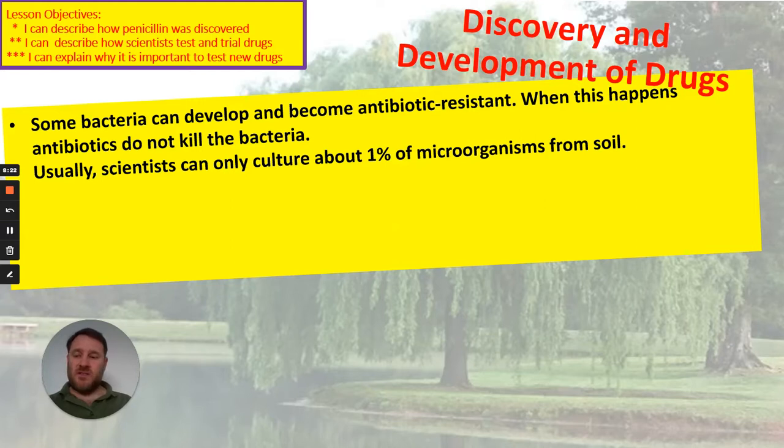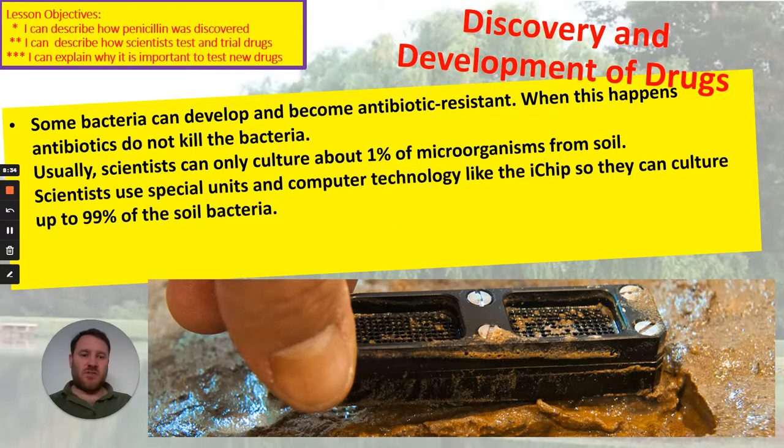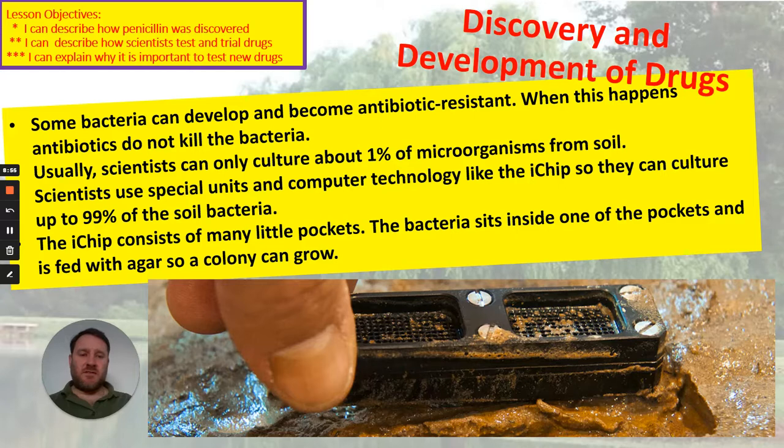And when they look at soil, they used to only be able to look at about 1% of all the soil. So 99% of the soil would never be looked at. And then somebody invented this little tiny contraption called the iChip. It's full of little pockets, and the bacteria from the soil or from the sea or wherever gets trapped in those little pockets. And inside each of those little holes, you can see in the picture there, it's full of agar jelly, and this is like food for the bacteria. So instead of only looking at 1% of the soil, now they're able to look at up to 99% of the soil. So it's made their job 99 times more efficient. They're able to sift through 99 times more soil.